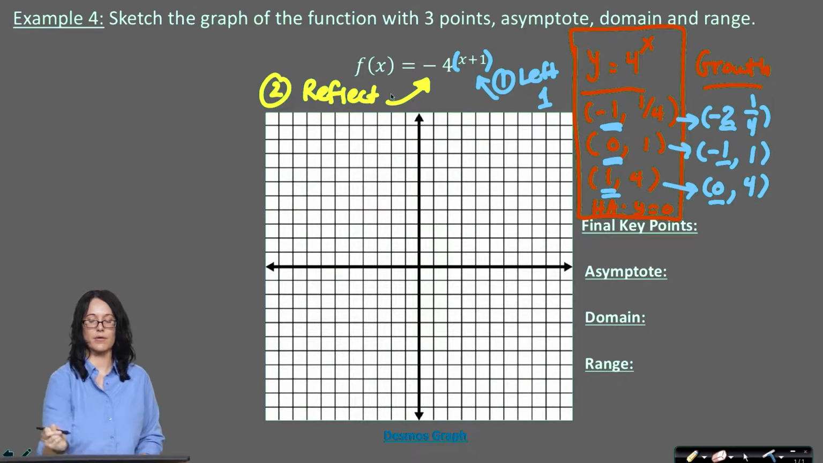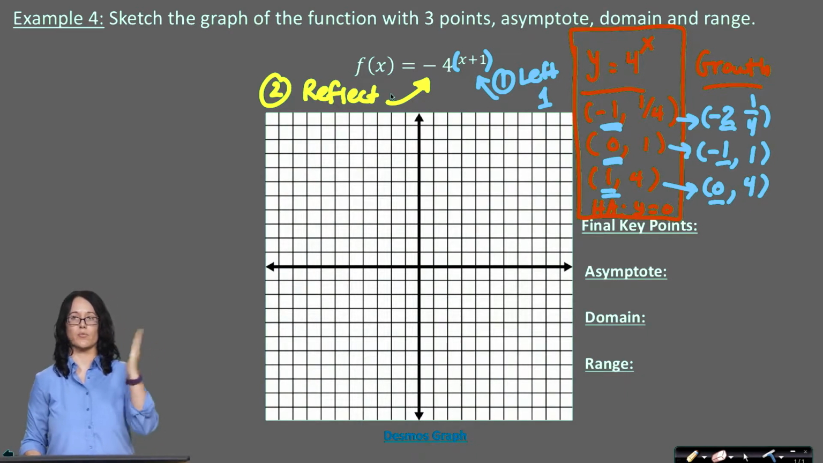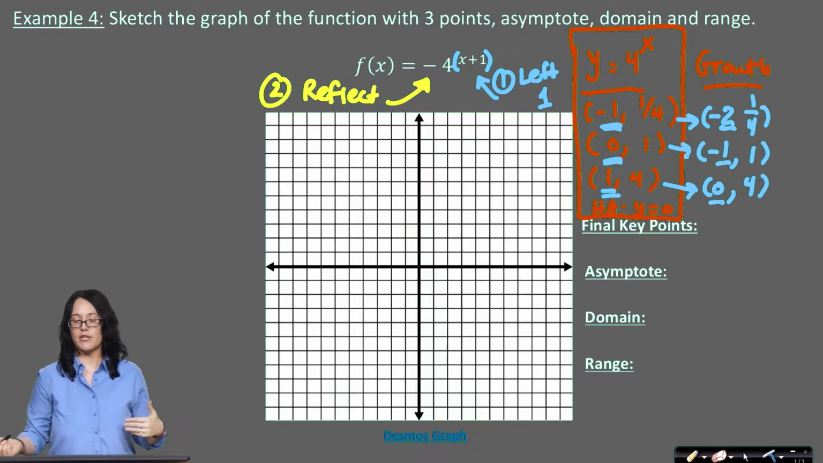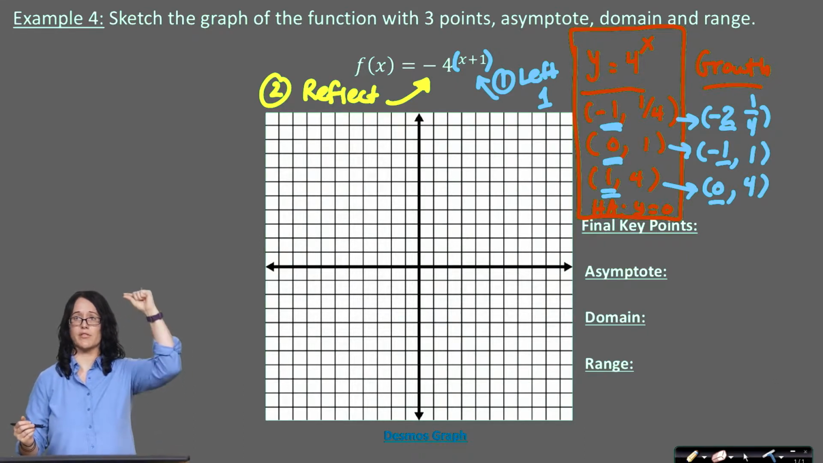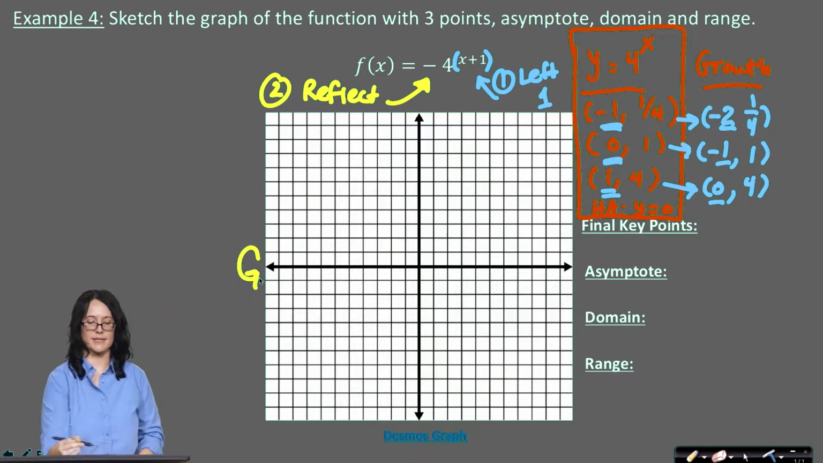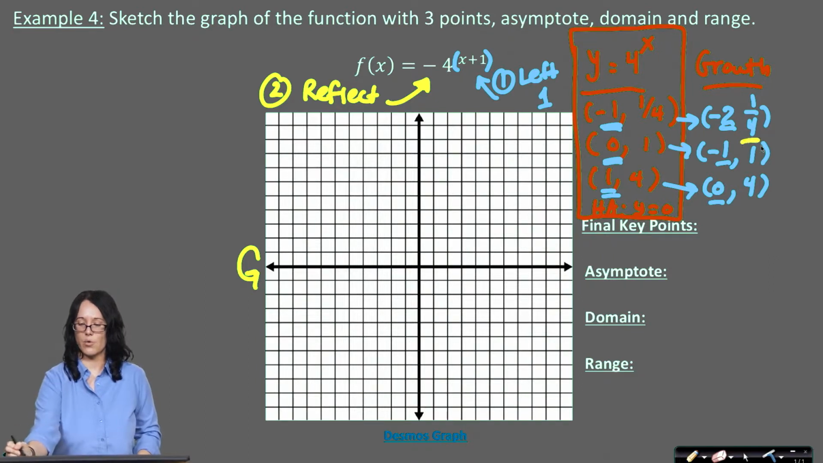But how? How do I reflect it? Do I reflect it across the y, or do I reflect it across the x? Well, you're changing the sign of the entire function, right? You're not just changing the sign of x like you would if it was right next to the x here. So instead, if you're changing the signs of your y values, if it was positive, it becomes negative. And if it was negative, it becomes positive. So you're really folding over the x-axis. You're reflecting over the x-axis by changing the signs of your y values.